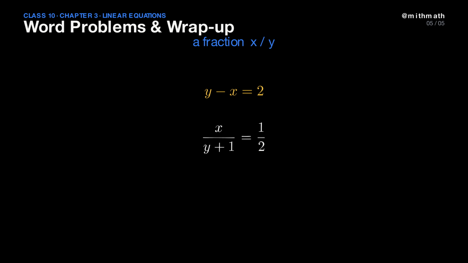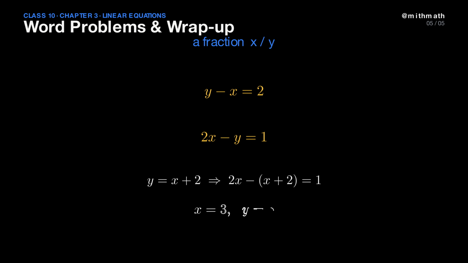Clear the fractions. The first becomes x plus 1 equals y minus 1, that is y minus x equals 2. The second becomes 2x equals y plus 1, that is 2x minus y equals 1. From the first, y equals x plus 2. Substitute, 2x minus (x plus 2) equals 1, so x equals 3, and y equals 5. The fraction is 3/5. Check, 4 over 4 is 1, and 3 over 6 is 1/2.